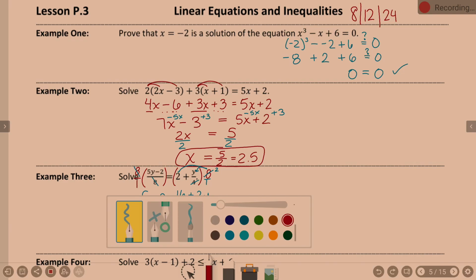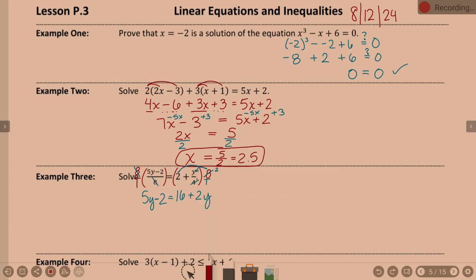The next step is easy at this point once you catch up. You just get like variables on the same side. We want our y's on one side, numbers on the other side. So, I personally, 5y's bigger, so I'm probably going to subtract 2y from both sides. And then to move the -2, I'm going to add 2. Yes.